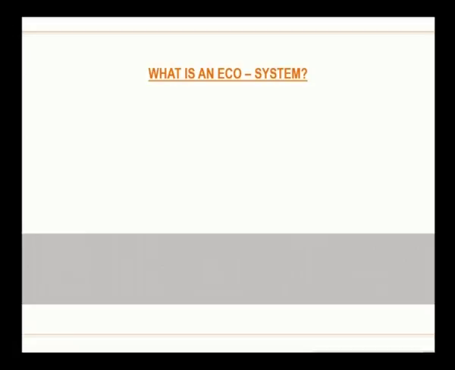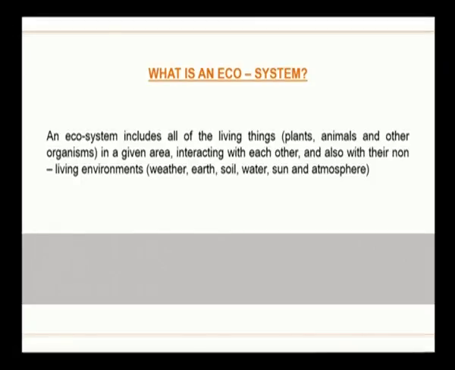So, what is an ecosystem? An ecosystem includes all living things, plants, animals and other organisms in a given area interacting with each other and also with their non-living environments: weather, earth, soil, water, sun and atmosphere. So, what I am saying is, an ecosystem is an interaction between living and non-living things.